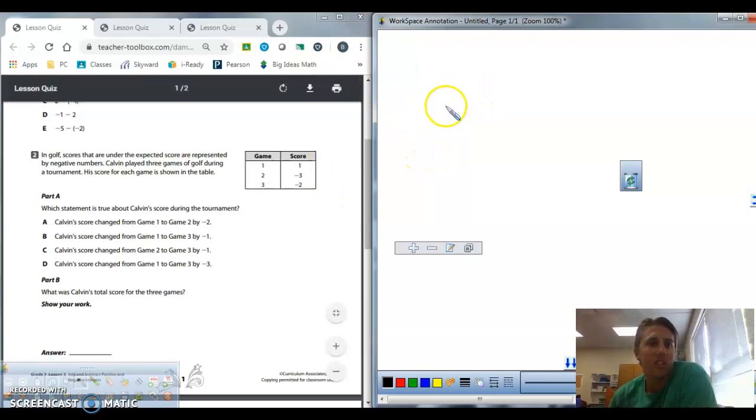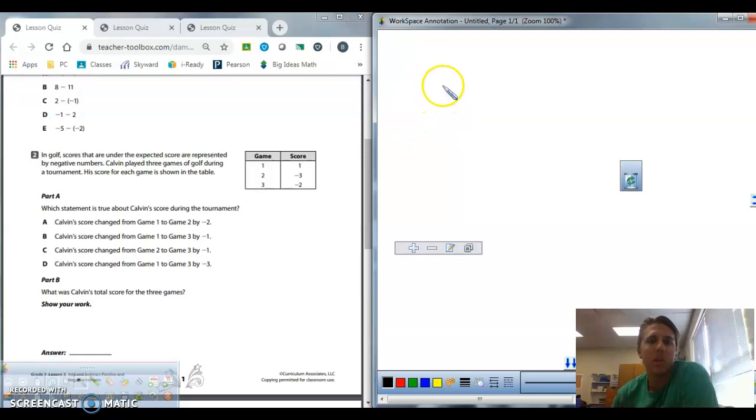Calvin's score changed from game 1 to game 3 by -1. Game 1, he had 1. How do you get from 1 to -2? Okay, because -2 is his game 3 score. So this is game 1, this is game 3 score. Okay, did it change by -1 here? Well, from 1 to 0 is -1, so that means that that's not true. Okay, because he got to -2. He didn't get to 0, he got to -2.